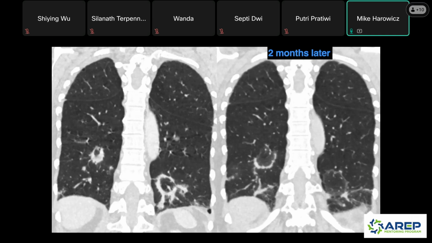And there are a few other opacities scattered about that, if you scrolled through the whole image, look very similar. And then 2 months later, you have a very similar distribution. Granted, the opacities maybe are a little bit larger, but they look a little less dense in my opinion, because now they're mostly ground glass instead of the consolidation that was there before.